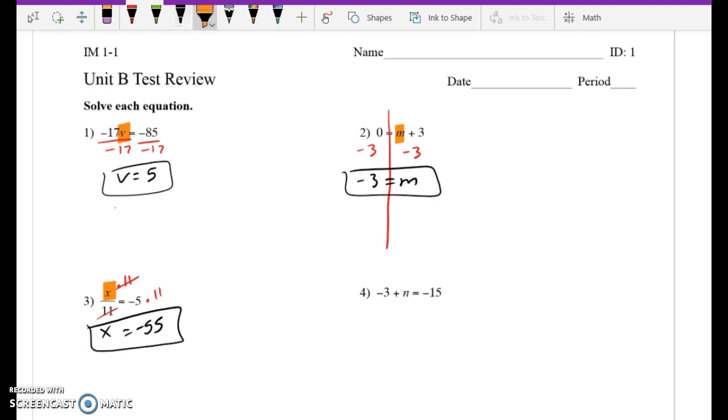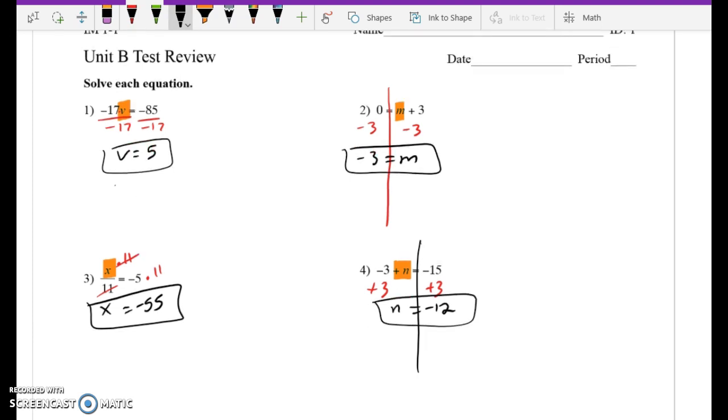And lastly, number 4. That's a negative 3, so the opposite, in order to move it, I have to add 3 to both sides. Therefore I get n equals a negative 12. Okay, let's move on to the next 4.